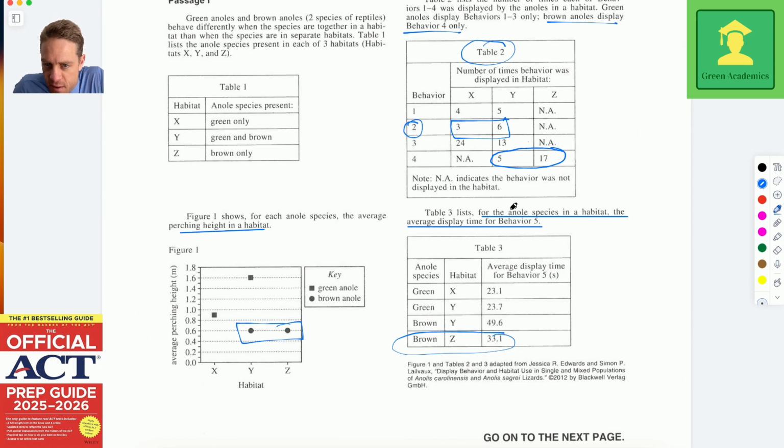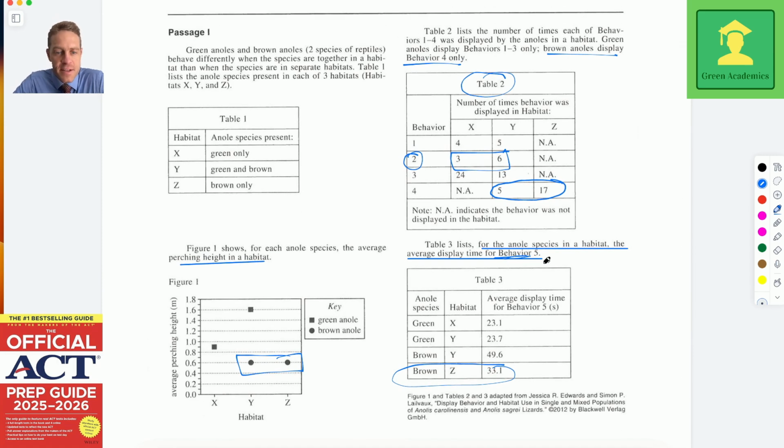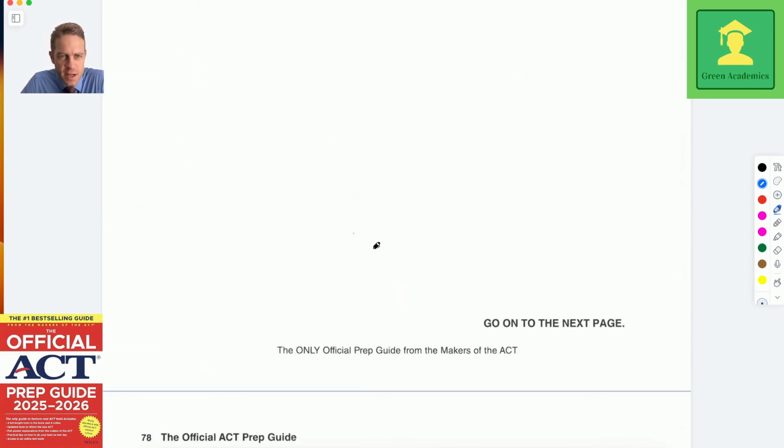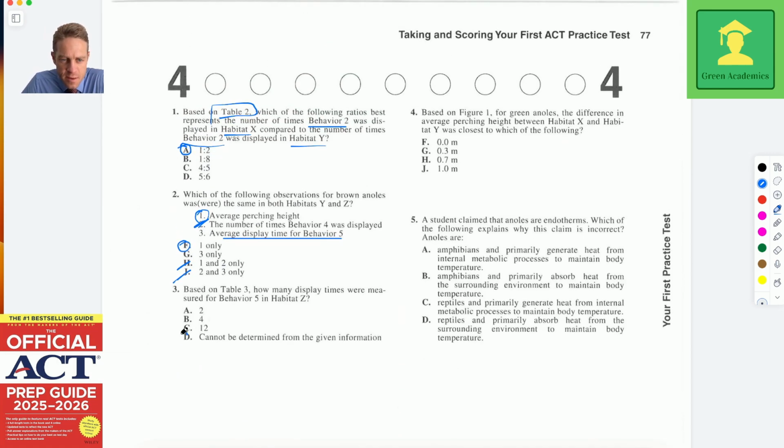Let's see. For the anole species in a habitat, the average display time for behavior 5. But it doesn't tell you how many actual critters there are for each type. It's just telling you an average. And there's some sort of a reptile, so it could have been 10 or 100 or 1,000 or 1,000,000, and they're just averaging it. So I believe it's actually just cannot be determined. I don't like that question.